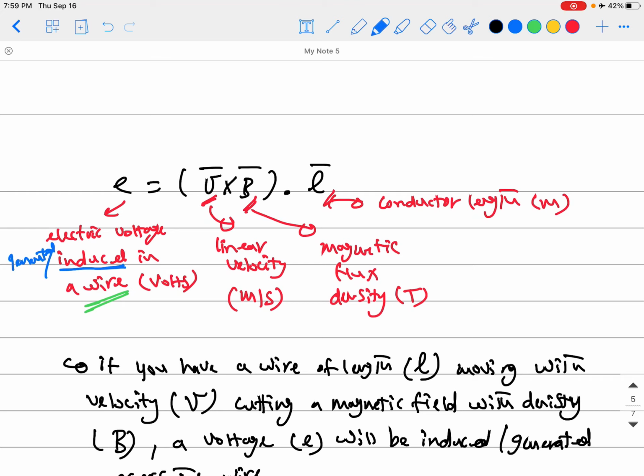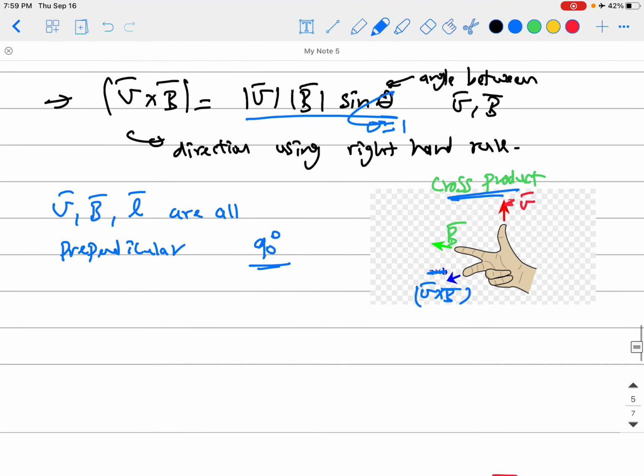Okay guys, so this gives you all the information. If you want to generate electricity, if you want an electric voltage induced, you need to have a piece of wire that has a length L. It will be much more efficient if you wrap it into a coil like we do, and you have to move it with a velocity V inside a magnetic field with density B. If you apply those three requirements, now you will have electric voltage induced in this coil, and you have your small generator.